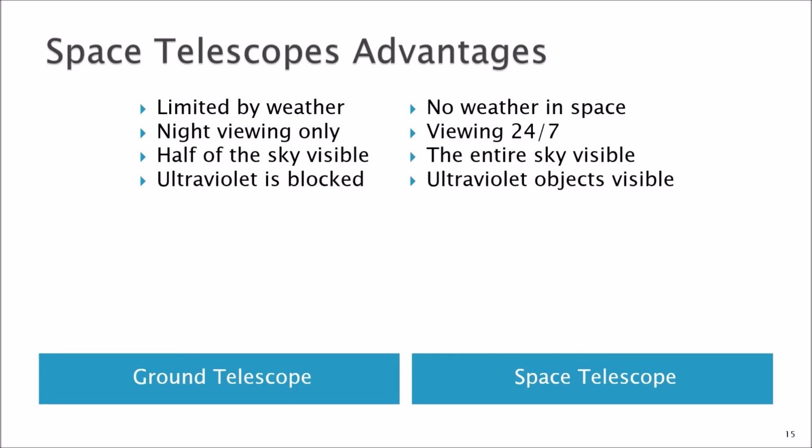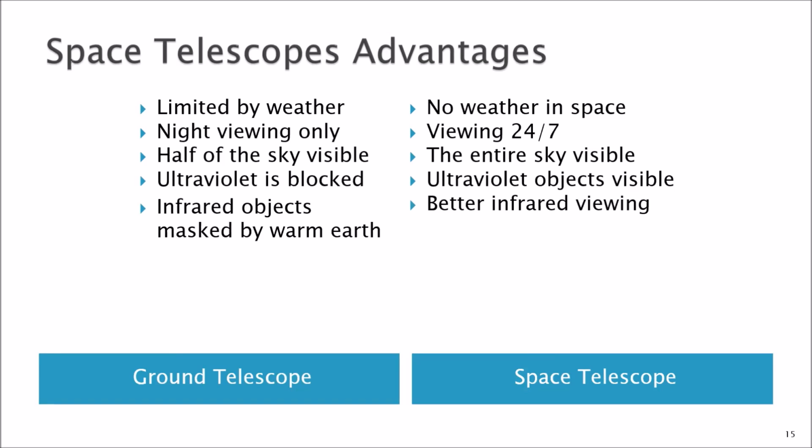Ultraviolet light is blocked by the atmosphere, and we cannot see things in the ultraviolet, which you can see, of course, from space. Also, infrared objects are often masked by the warm Earth that's nearby. So you can see much better in the infrared in space.